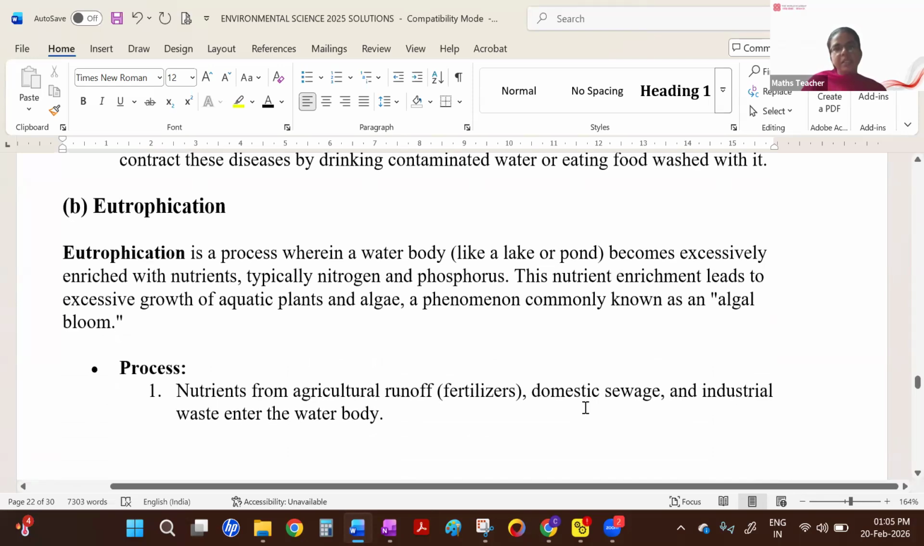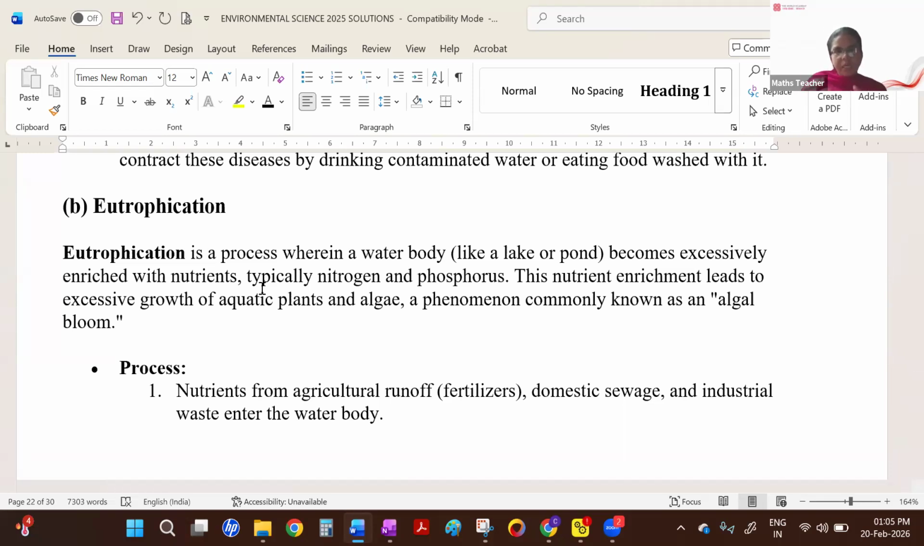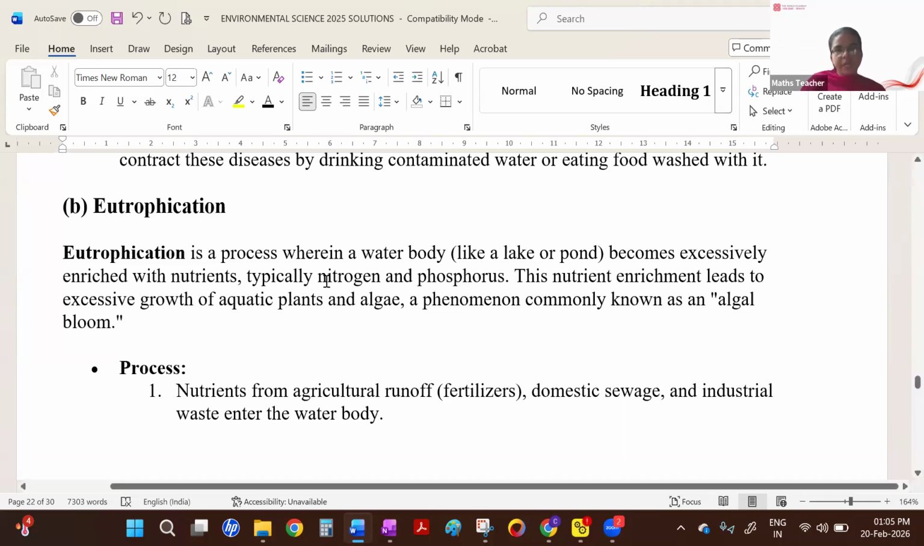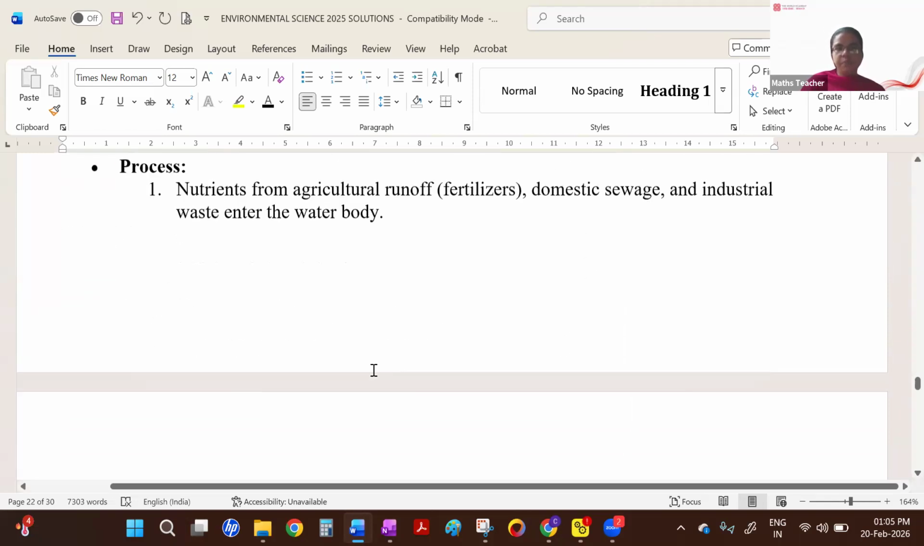Then another thing is eutrophication. What is eutrophication? A process wherein a water body becomes excessively enriched with nutrients. It happens because as more and more organic matter is added to that water body, the nutrient content in that water body will become so high. Nutrients like nitrogen and phosphorus. Then this nutrient enrichment leads to a rapid growth in aquatic plants, plants like algae. So this is what we call algal bloom.